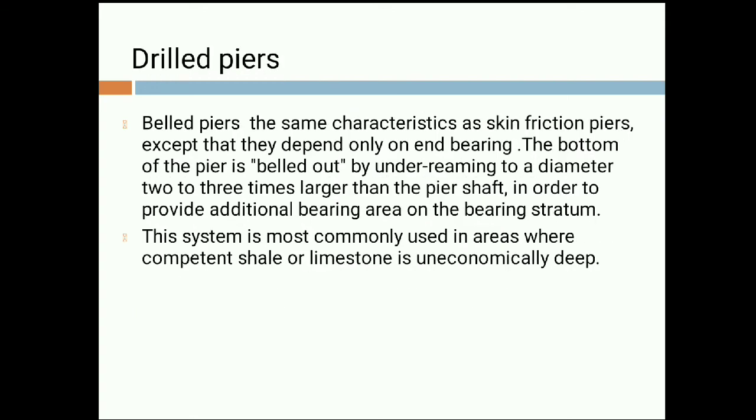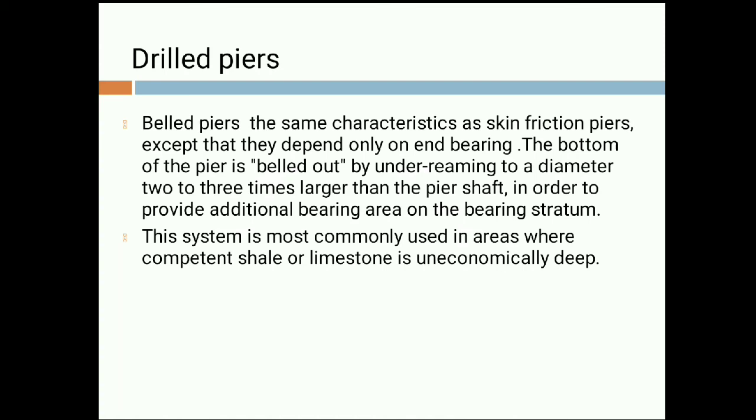Now let us see what drilled piers are. Drilled piers have the same characteristics as skin friction piers, except that they depend only on end bearing. The bottom of the pier is built out by under-reaming to a diameter 2 to 3 times larger than the pier shaft. That is, in the case of a drilled pier, a bottom bulb is provided to support the expansive nature of the black cotton soil, in order to provide additional bearing area on the bearing stratum.